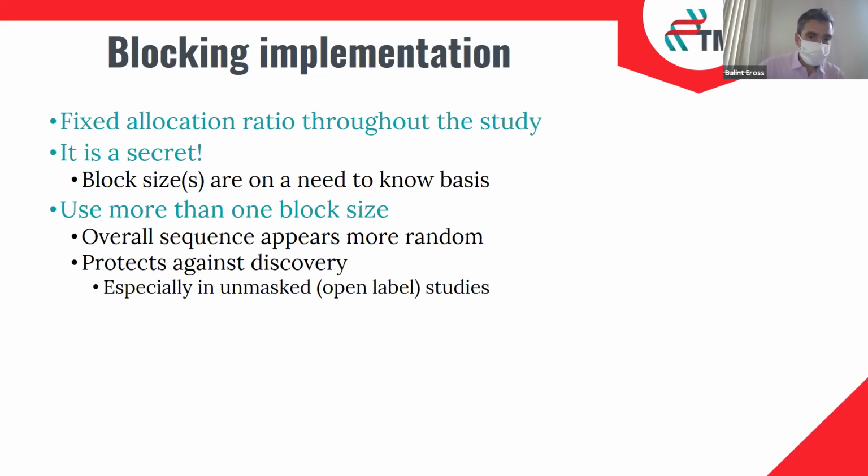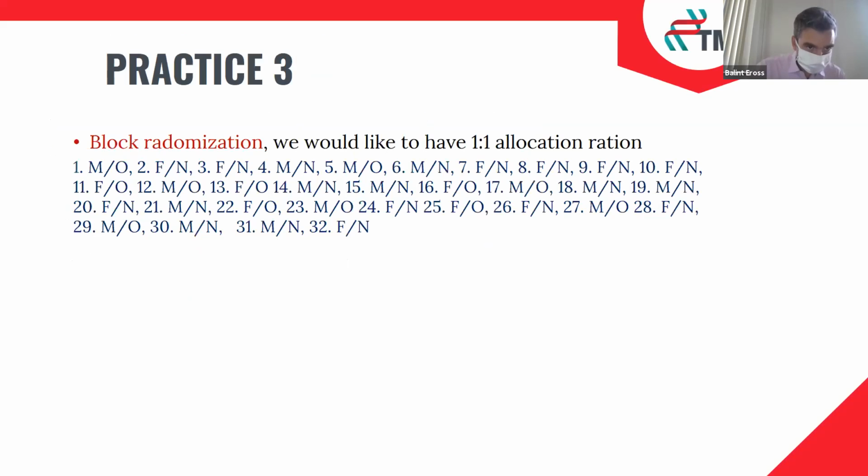And do use more than one block size. So don't just use blocks of 2. If you've got a 1:1 treatment allocation ratio and you've got many hundred patients to randomize, do use blocks of 2, blocks of 4, and blocks of 6. And you can even randomly change these permuted blocks.